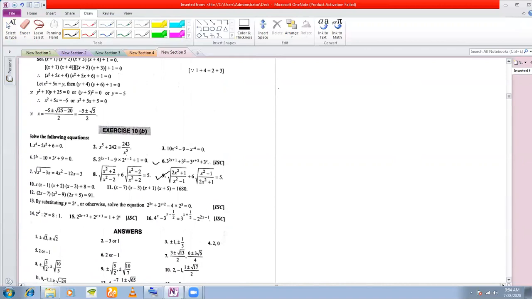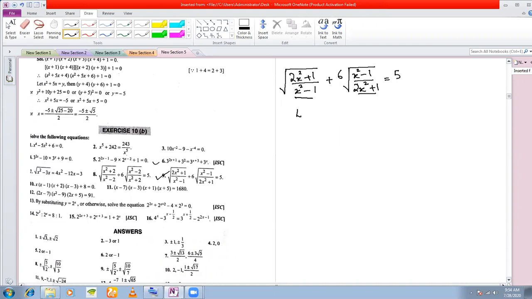Okay, so let us try this sum. You have square root of 2x square plus 1 divided by x square minus 1 plus 6 times square root of x square minus 1 divided by 2x square plus 1 is equal to 5. Now what you see is that this fraction is nothing but the reciprocal of this fraction. Can you see this or not?